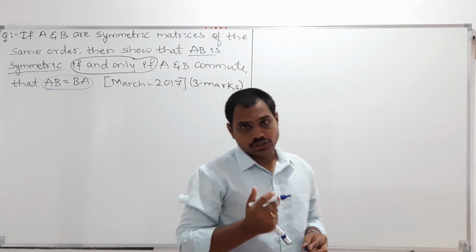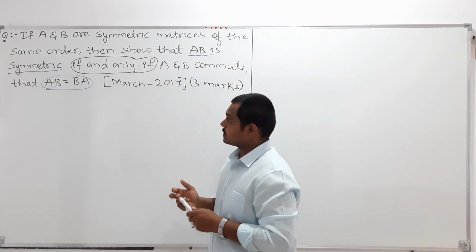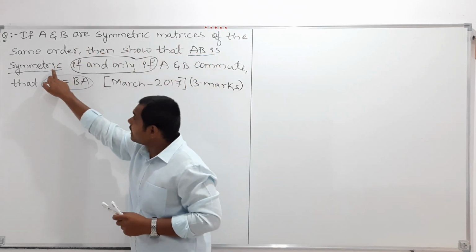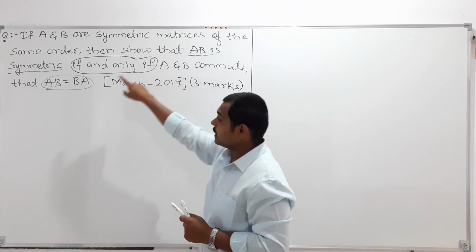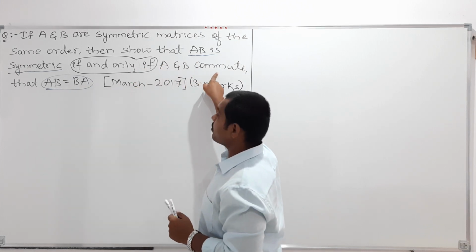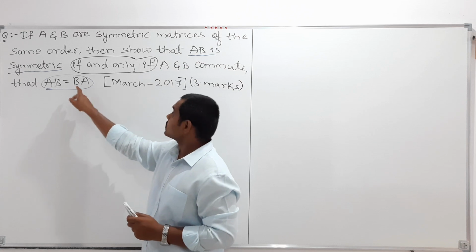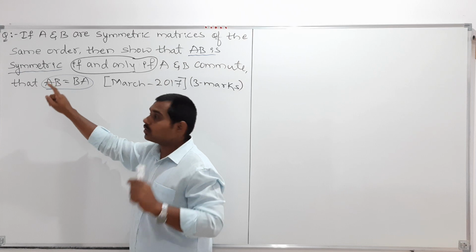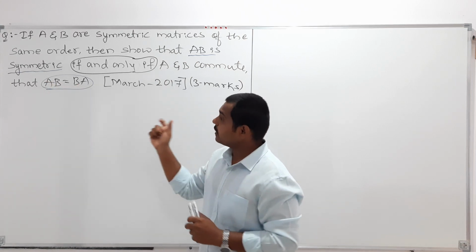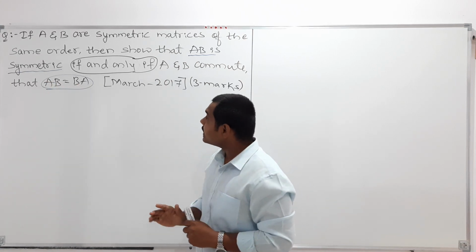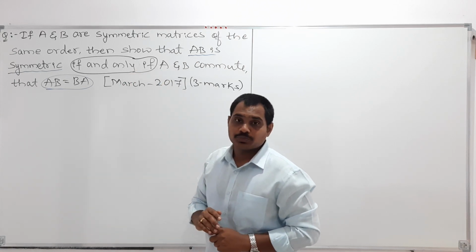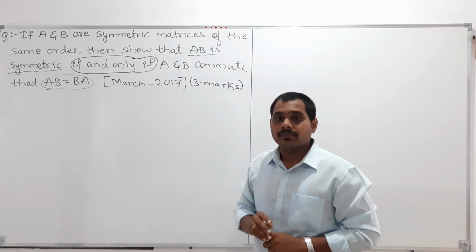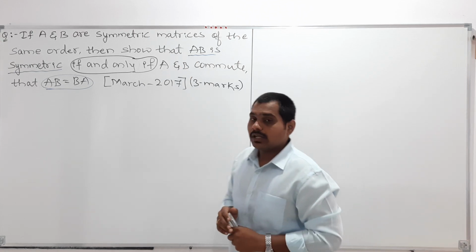You can take it as a theorem or a question. There are two statements you can observe. What are those? We should show that AB is symmetric if and only if AB is equal to BA. A and B commute means AB is equal to BA. So the meaning of this is that AB is symmetric if and only if AB is equal to BA. That we should show. My dear students, we already discussed the if and only if condition in the first PUC, in the topic mathematical reasoning.